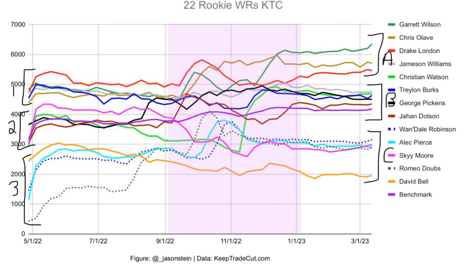The next one we want to look at is Group 2 to Group C. And this is actually the big faller in this chart. This is Skyy Moore.